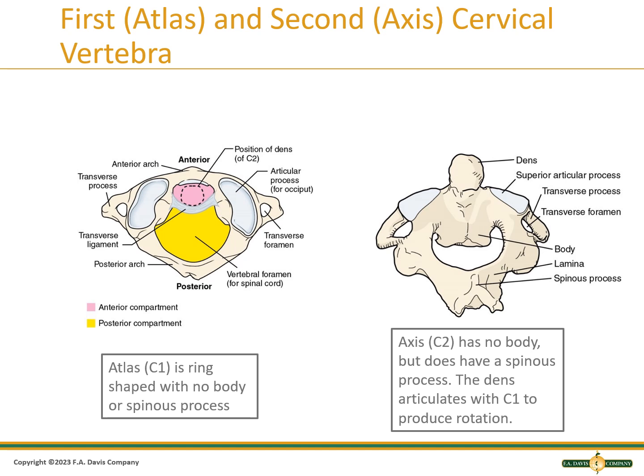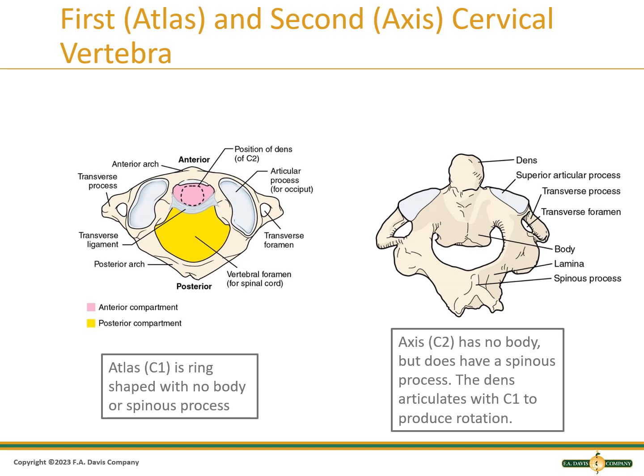So we talked about those special articulations. We're going to elaborate on them a little bit more here. But the first and second cervical vertebra also have special names. So our first vertebra is going to be referred to as the atlas, and our second vertebra is going to be referred to as the axis. And that helps you understand, at least for the axis, why we get rotation, or the shaking of the head no, in that articulation between C1 and C2.